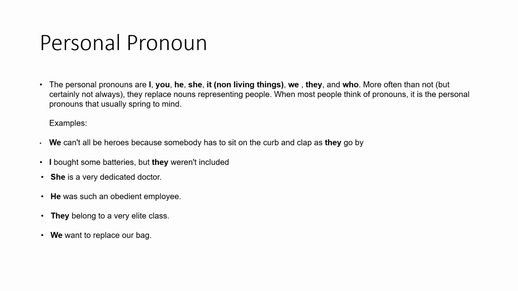The first example is: We can't all be heroes because somebody has to sit on the curb and clap as they go by. Here we have two personal pronouns in the sentence. One is we and the other one is they. The second sentence, you can see: I bought some batteries but they were not included. I and they are the two highlighted personal pronouns here in the sentence.